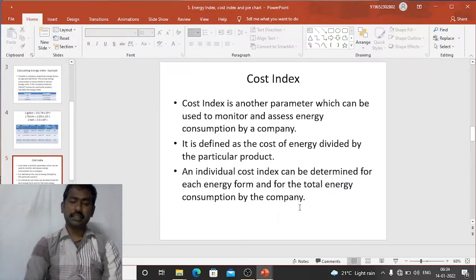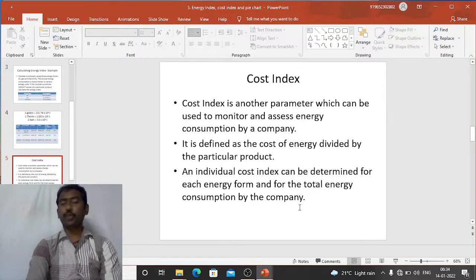In a similar fashion we go for the cost index also. Up to now we have seen the energy index: how much energy we consumed per week, per month or per year. The energy index is the total energy consumed divided by the total output products.